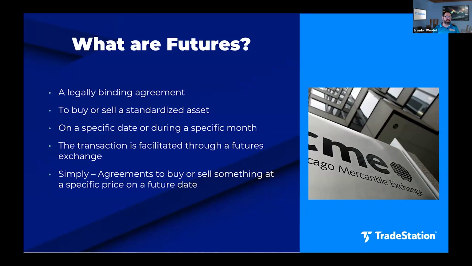So if you've traded options, it's almost the same, isn't it? An options contract is the right to either buy or sell something. In this case, usually it's an underlying stock at a specific date for a specific price, the strike price.